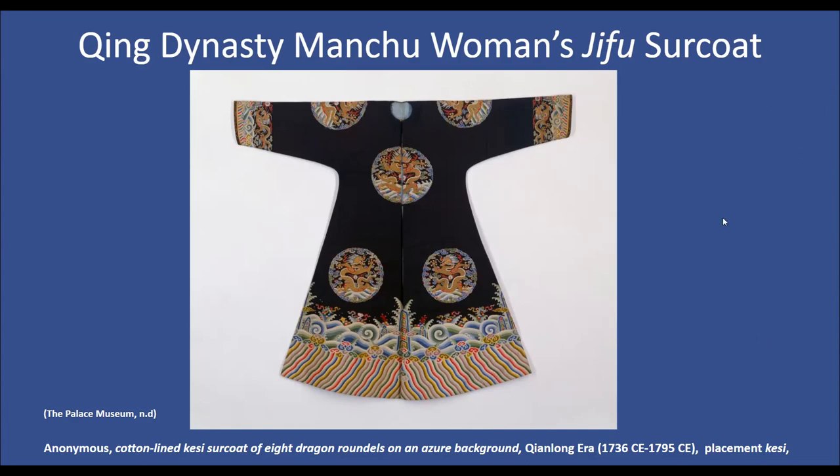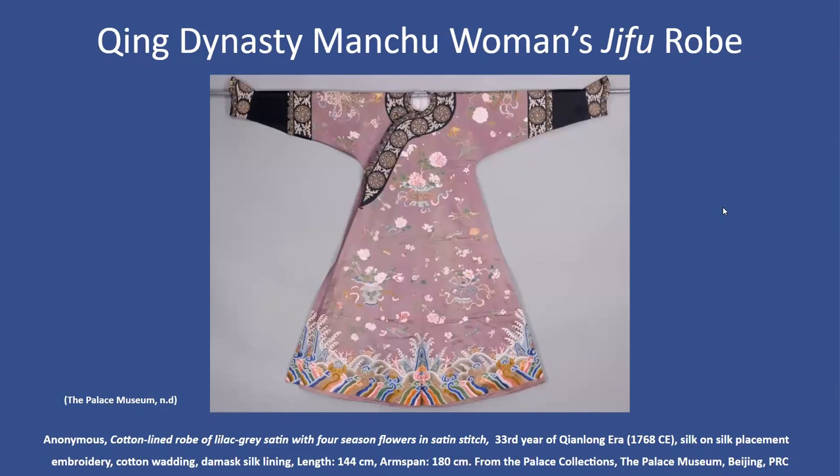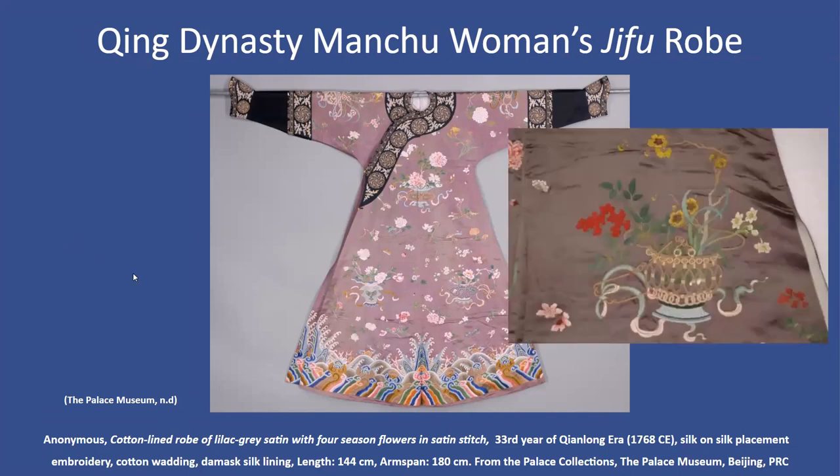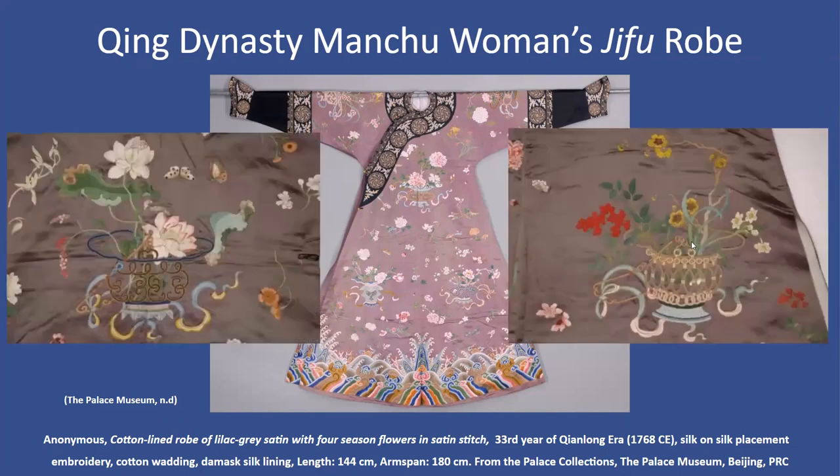Though for less formal, though still festive occasions such as milestone birthdays, this one is for a less formal occasion, the rondelles can also have other motifs like butterflies and flowers. In this case, we have the flowers of 4 seasons embroidered on this robe. We have sacred bamboo, plum blossoms, and daffodils for winter, and we also have lotus flowers for summer.